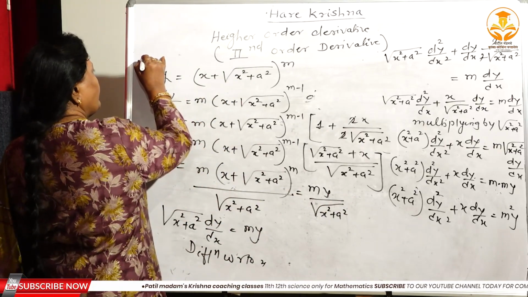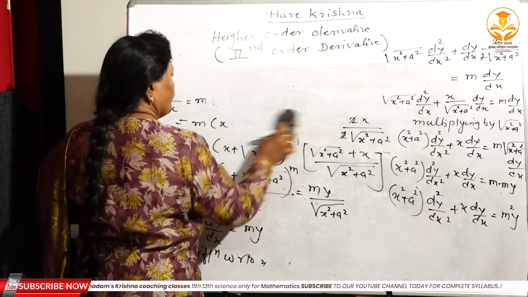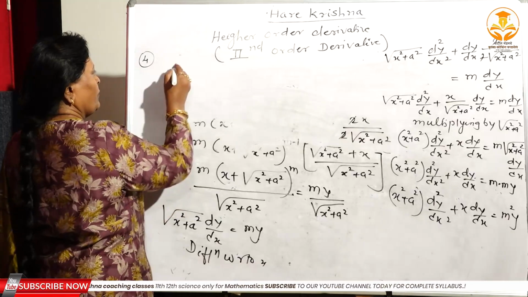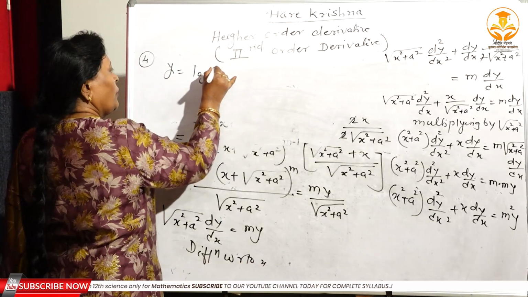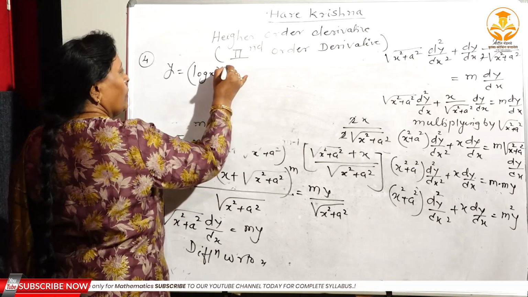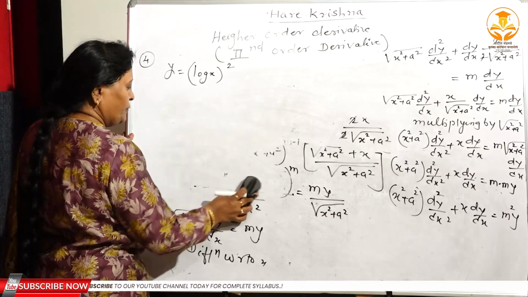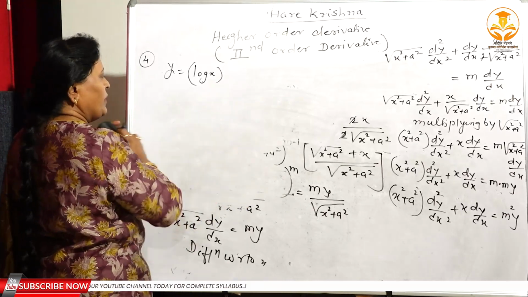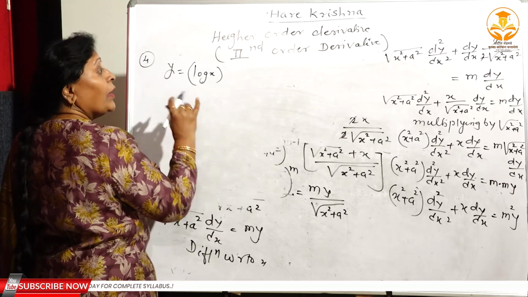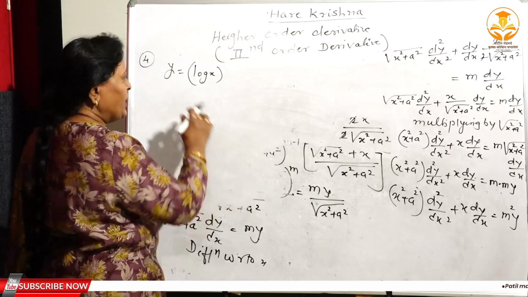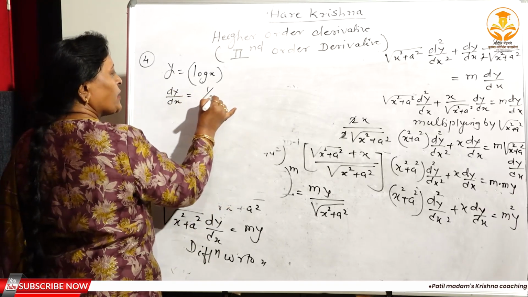Now I will take the fourth one here. Y is equal to log x, simply log x. Now see, I have taken one first problem, log x, but how the differential equation you will get here. Now dy by dx, the derivative of log x, is 1 by x.